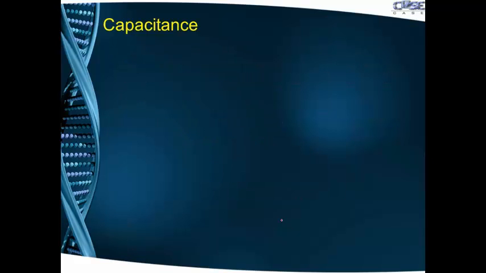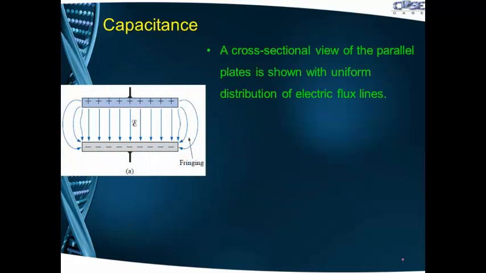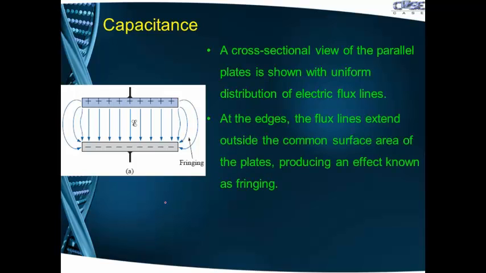Next is a cross-sectional view of a parallel plate capacitor, shown with uniform distribution of electric flux lines. This is the electric field established between the positive and the negative plates. Whenever there is a positive and negative charge, electric field lines are established between those charges. Same is the case for a capacitor: it has these plates with charge on each plate, so as a result there would be an electric field between these plates.